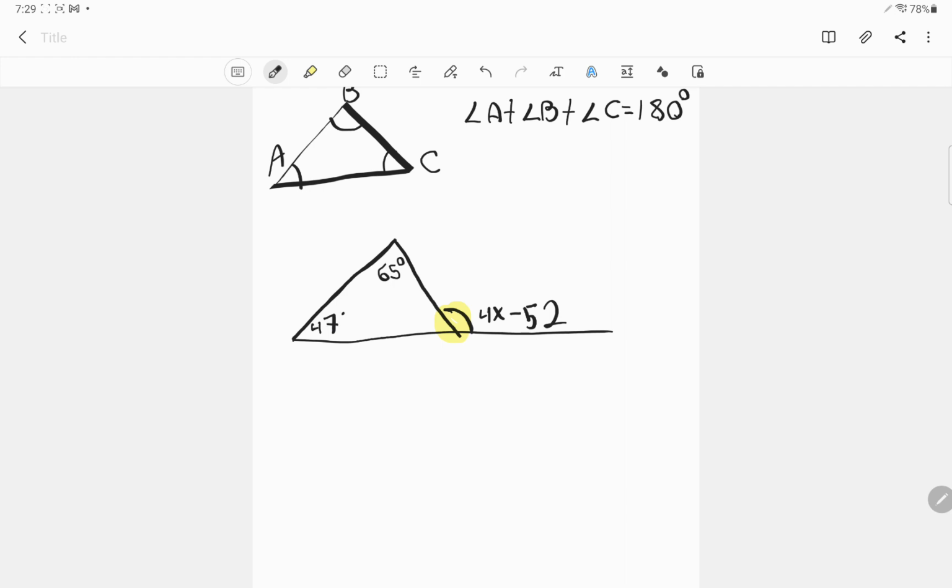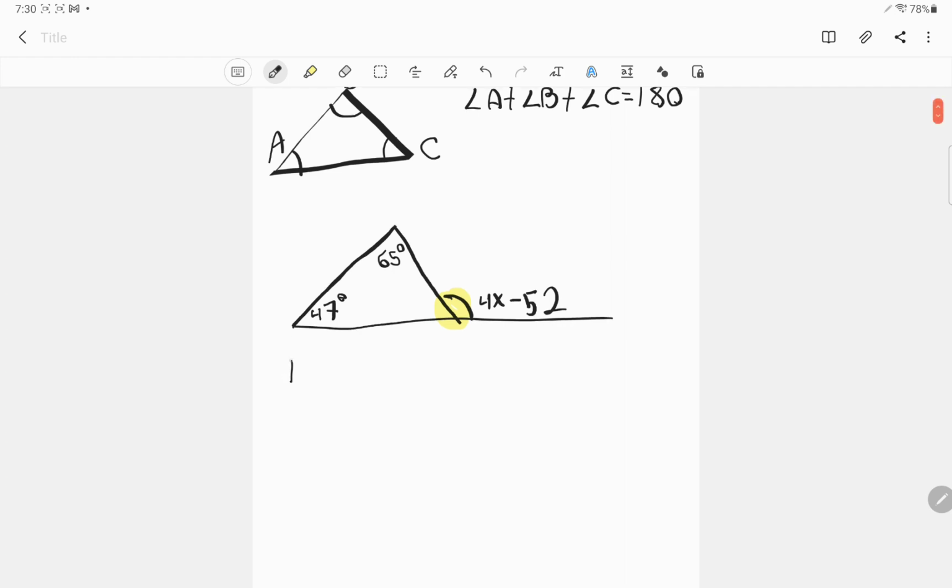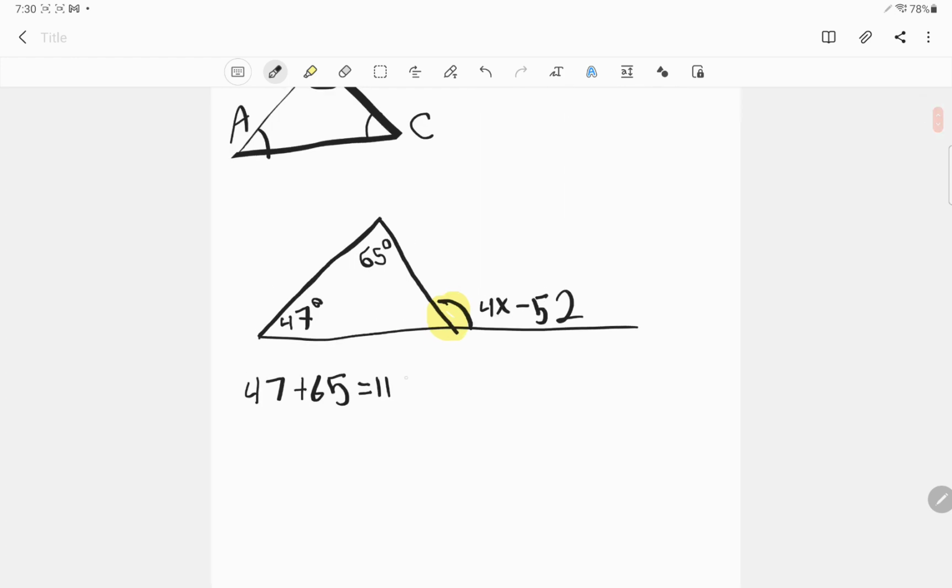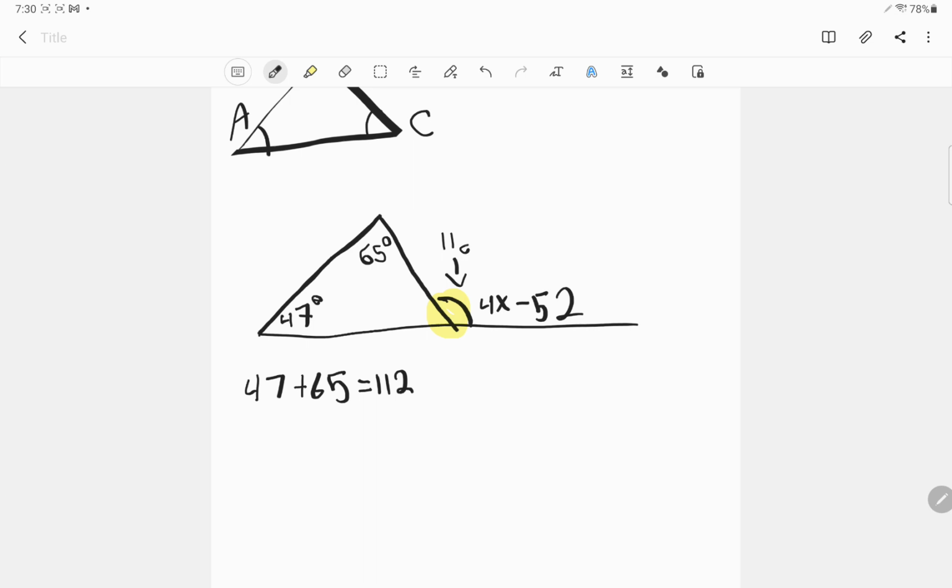So we know two of the angles. The beauty of this type of problem is that every time, the two angles on the inside add up to your exterior angle. Meaning, if I add both of my interior angles, it's going to equal the exterior angle. So I'm going to add 47 plus 65. Let me use my calculator. 47 plus 65 is going to equal 112. So that's going to be 112 degrees.